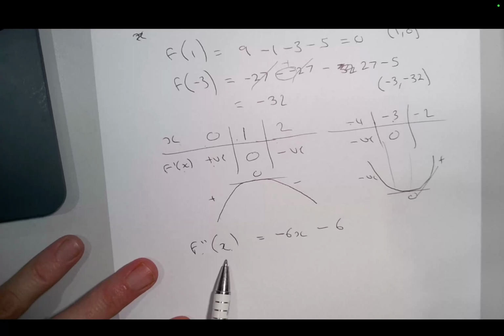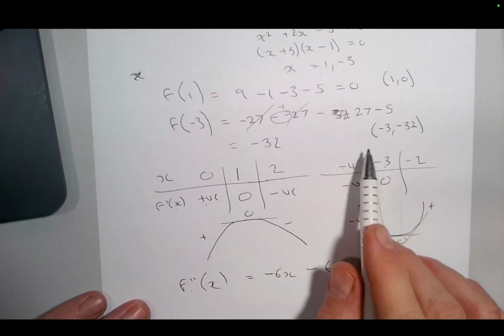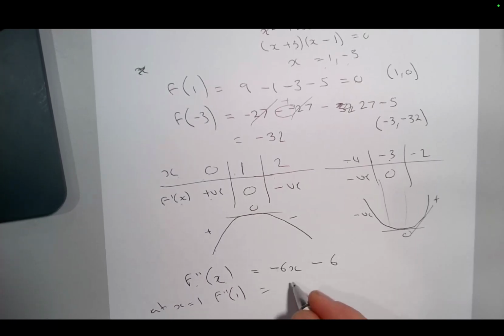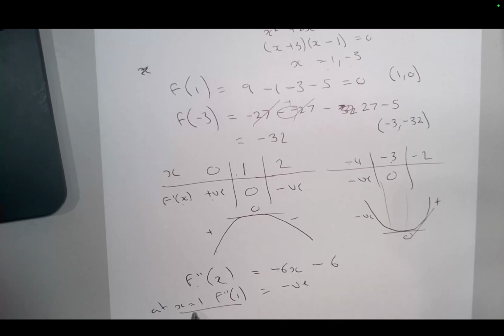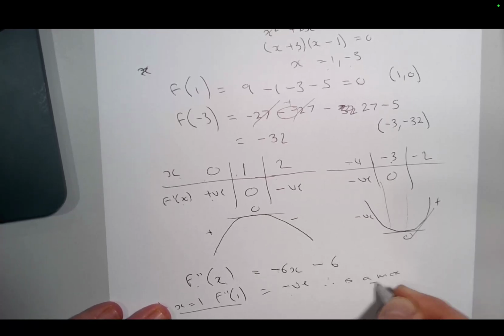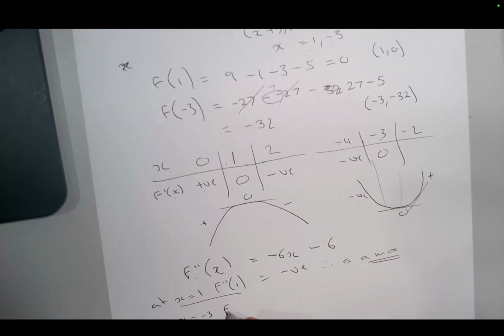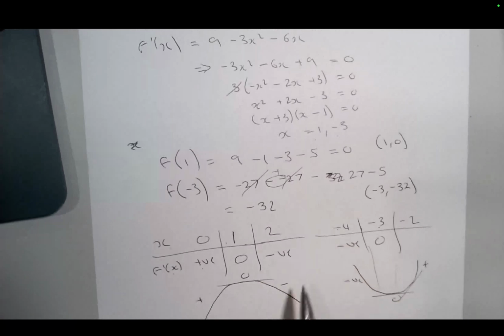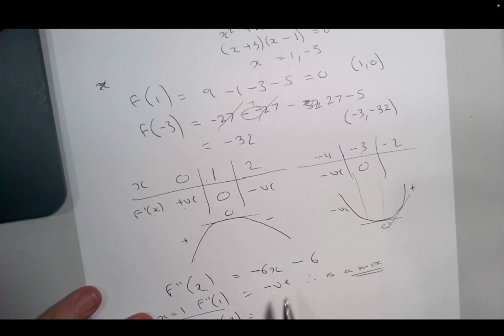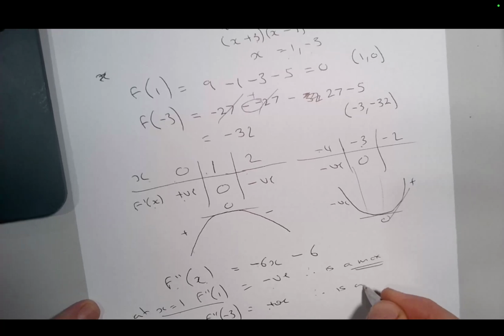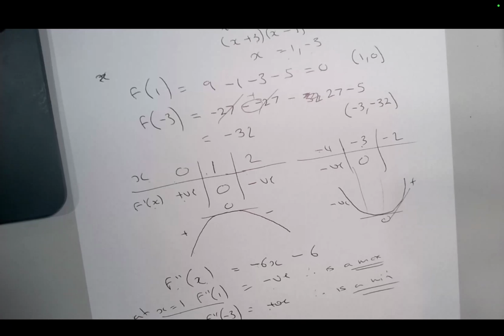And what happens here with the second derivative test is you plug in your x coordinates. So at x equals 1, f double dash 1, what happens? It is negative. So the rule is if the second derivative is negative, therefore it is a max. You've just got to lock this in. And let's try x equals -3. What happens there? -3, that's positive 18, so it's going to be positive. If the second derivative is positive, it is a minimum. And we've just done it that way.